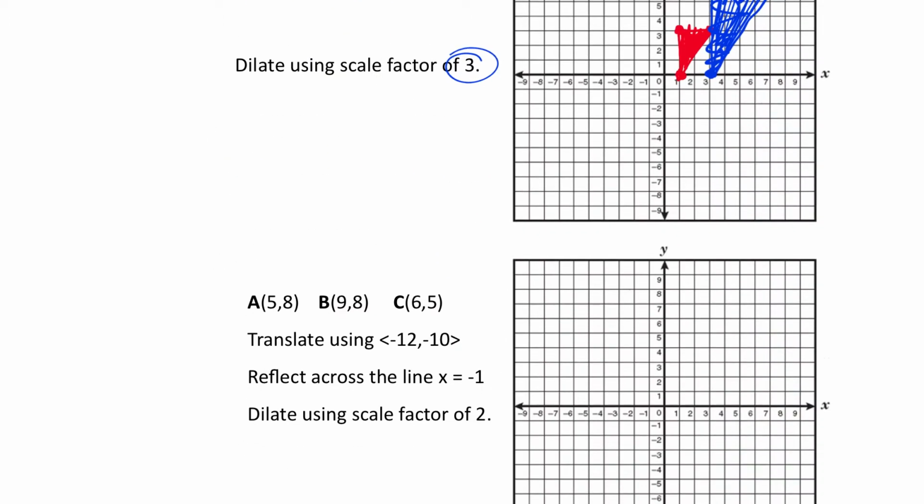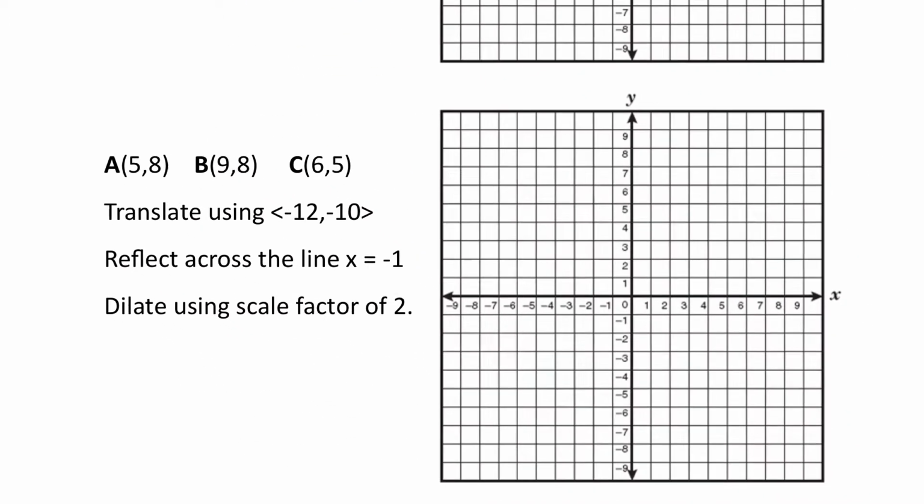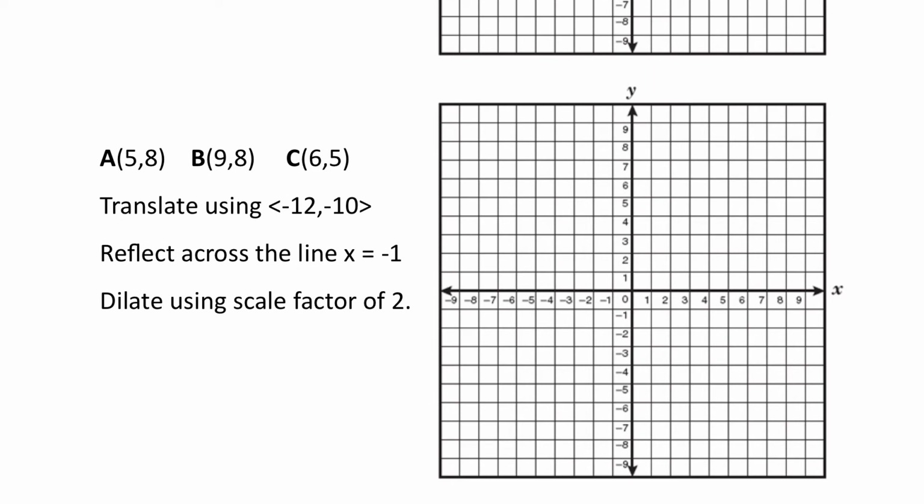Okay, on the second one, like we did yesterday, we did a composition. Okay, so let me plot these points. So we have 5, 8 is A, 9, 8 is B, and 6, 5 is C. So it looks like this.